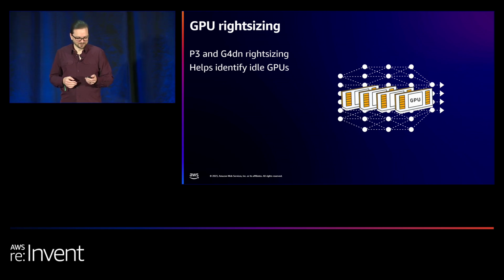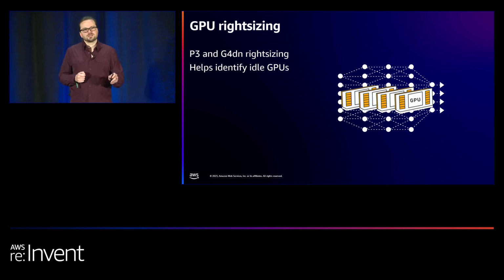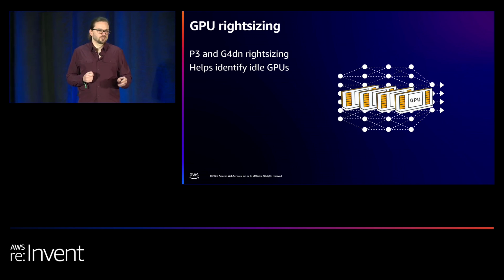It's pretty awesome. Also note, we're supporting the P3 and G4dn instances. We also do idle detection on these, so we will give you idle recommendations on GPU instances. And this also uses the NVIDIA CloudWatch agent to gather all of the GPU utilization data to make those recommendations.